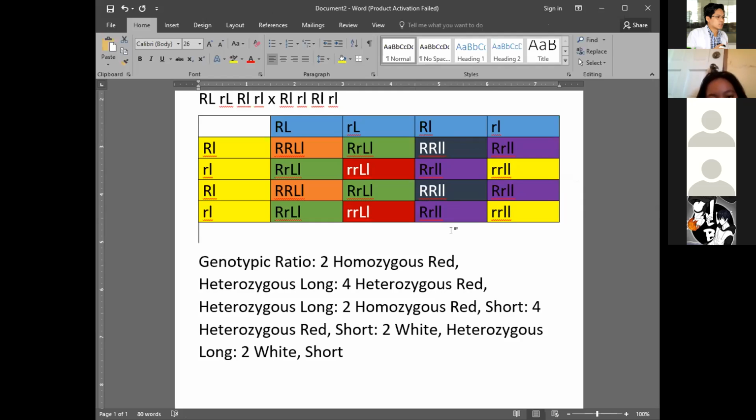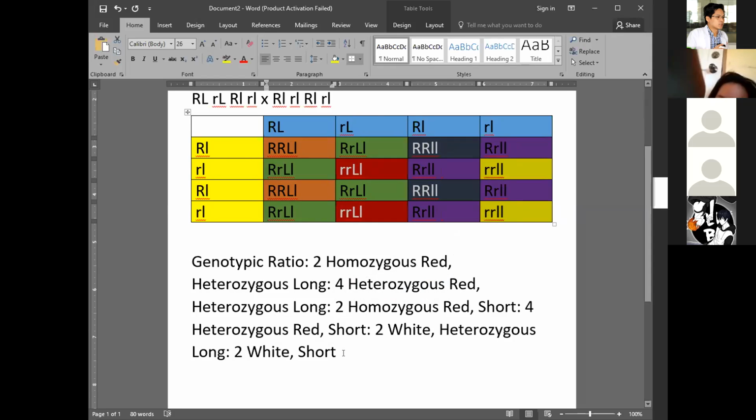Again, the genotypic ratio here is 2 is to 4 is to 2 is to 4 is to 2 is to 2. So if you're going to count all of this, you're actually getting 16 results. Let's count. 2 plus 4, 6, 8, 12, 14, and 16. So all in all, we have 16 offsprings.